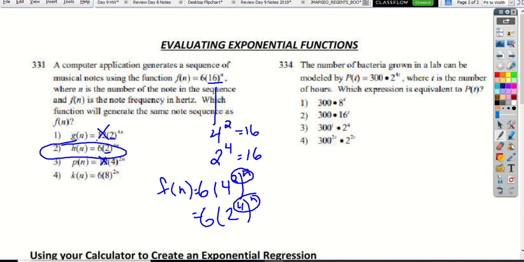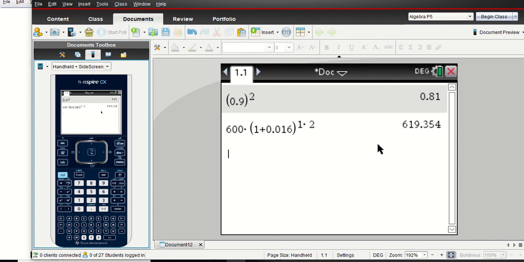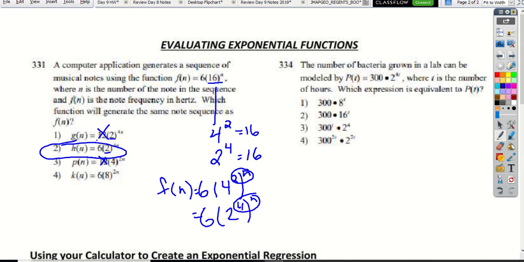All right, 334, which expression is equivalent to p sub t? Also, with 331, you could always just plug a number in, right? If I want to say to myself, all right, we're going to do it after like 5 years, I can do 6 times 16, right, to the fifth, and get an answer, and I better get the same answer.